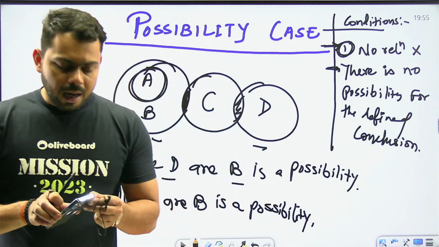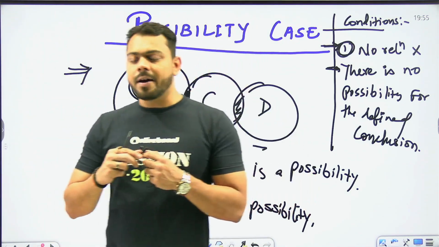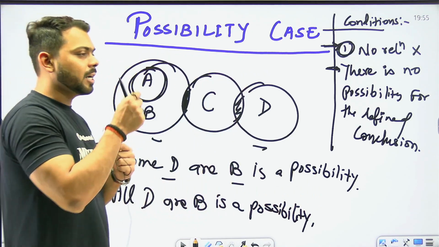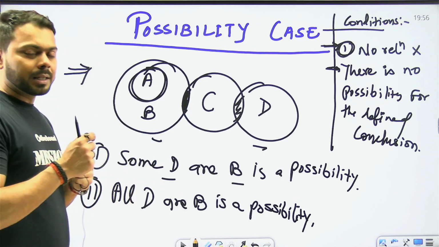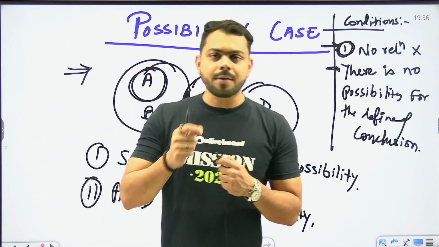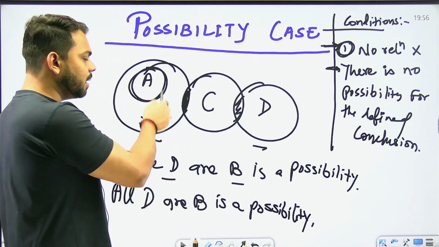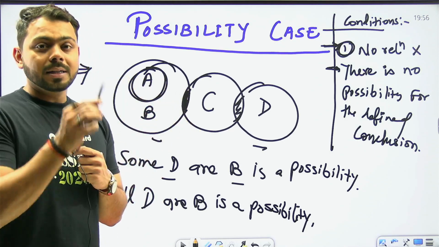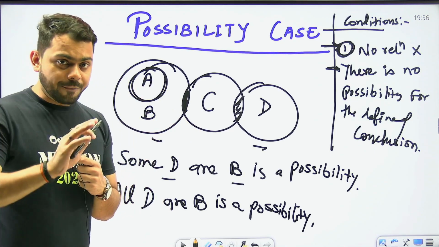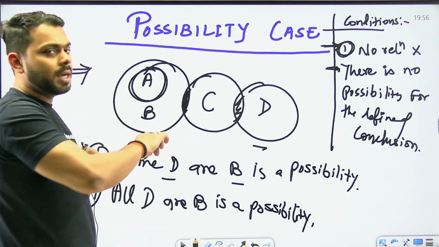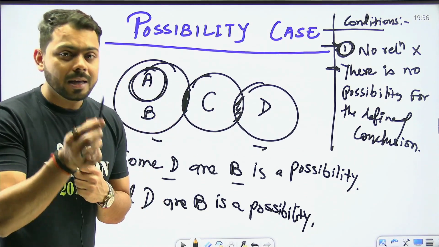Because the conclusion which has been defined by the statement itself, there is no possibility for that conclusion. If it has been defined that some B are C, then some B are C is a possibility will be a wrong conclusion. But if it is given that some C are B is a possibility, then it will be a right conclusion.